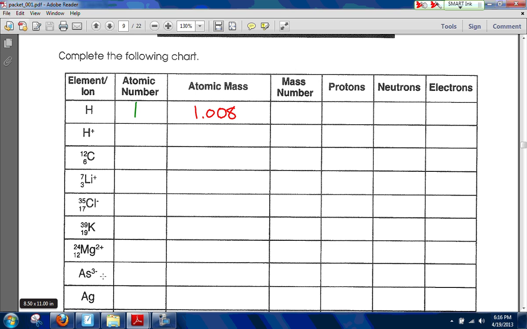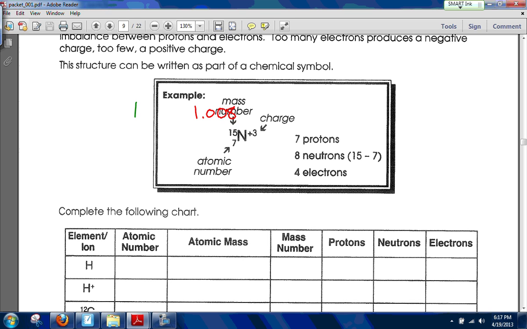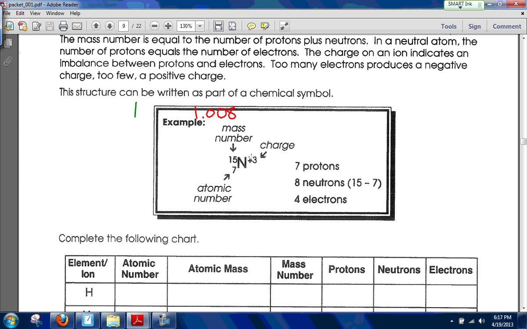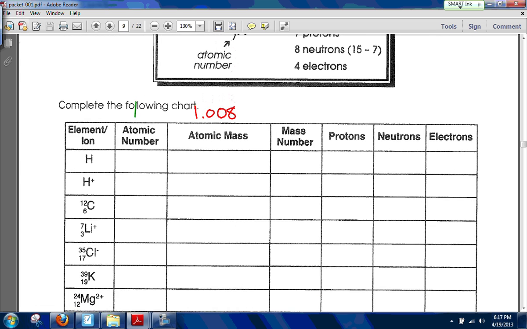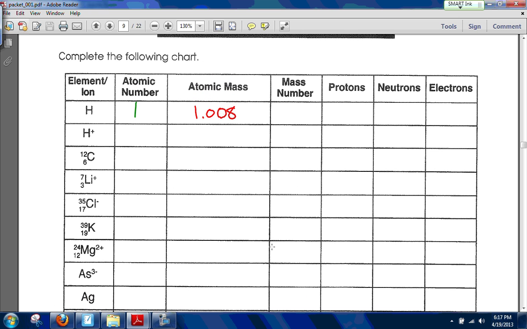Mass number. What's the difference between atomic mass and mass number? I honestly don't know right now. So I guess I'm going to have to read some instructions. Oh, well, this one doesn't have a mass number. It's not an isotope. It didn't say hydrogen with a mass of something, like that carbon-12 that we see right here. Okay, so this is just going to be blank.